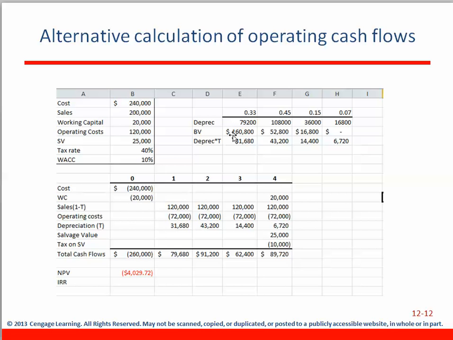Then in the second year, we're going to subtract 108 from that, and so after 2 years, the book value will be 52.8. After 3 years, it'll be 16.8, and so the check is, it's got to be 0 after the full year of the depreciation.